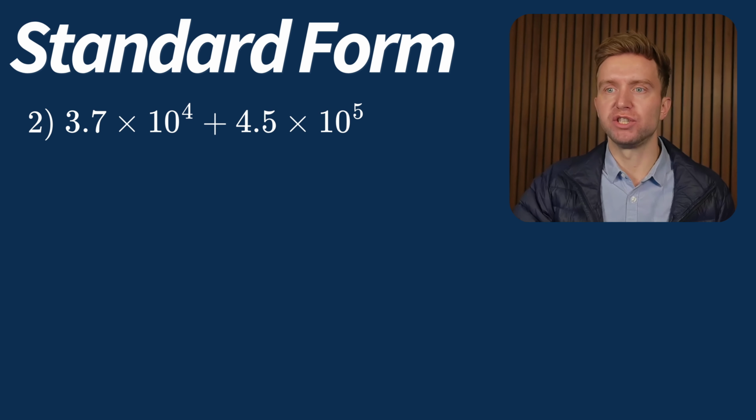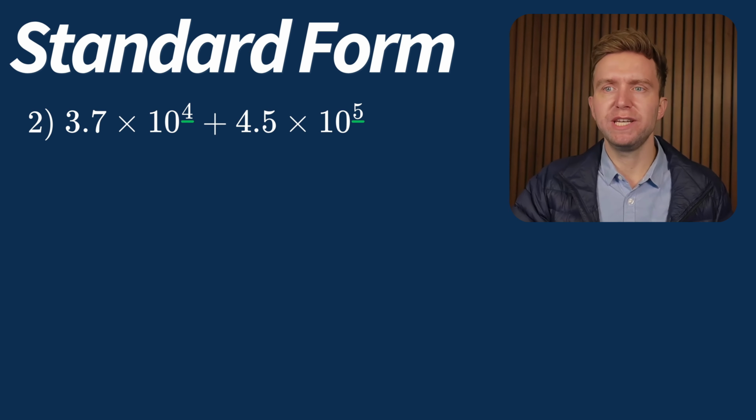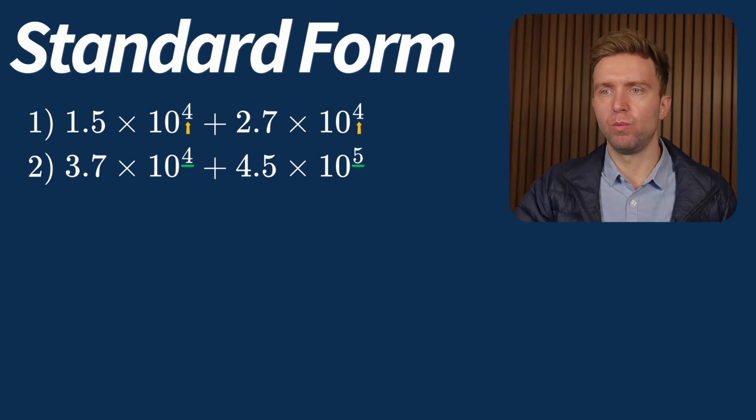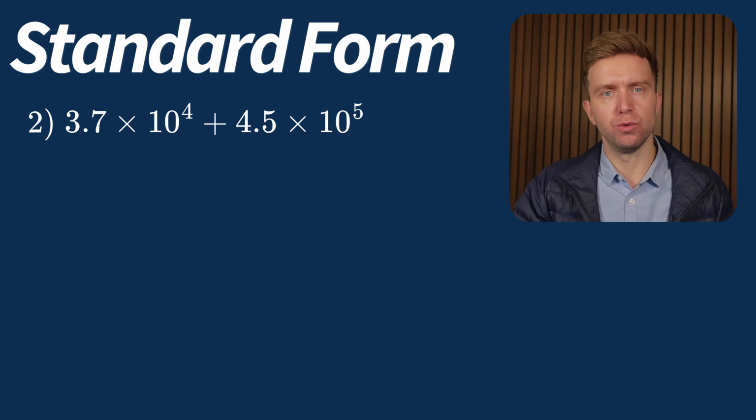In our second question, we have 10 to the power of 4 for our first number, and 10 to the power of 5 for our second. So what do we do here? Well, we saw in the first question that if the powers are the same, we can just add the front numbers. So let's make the powers the same here too.